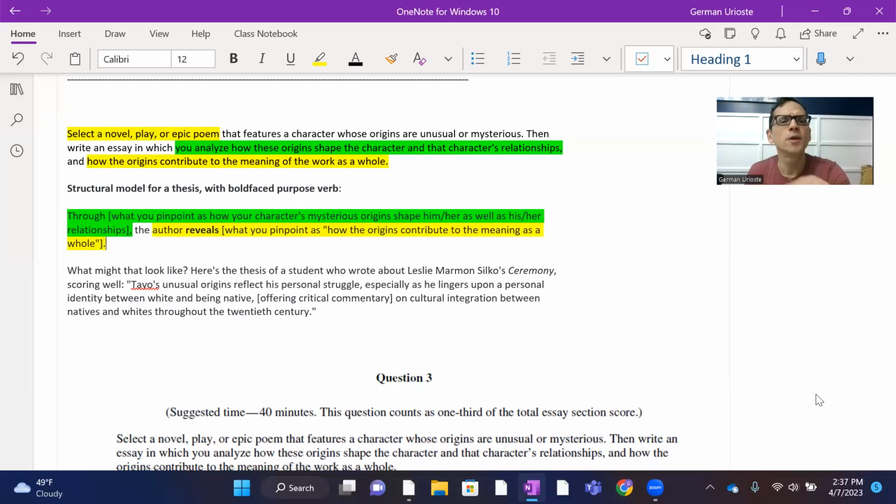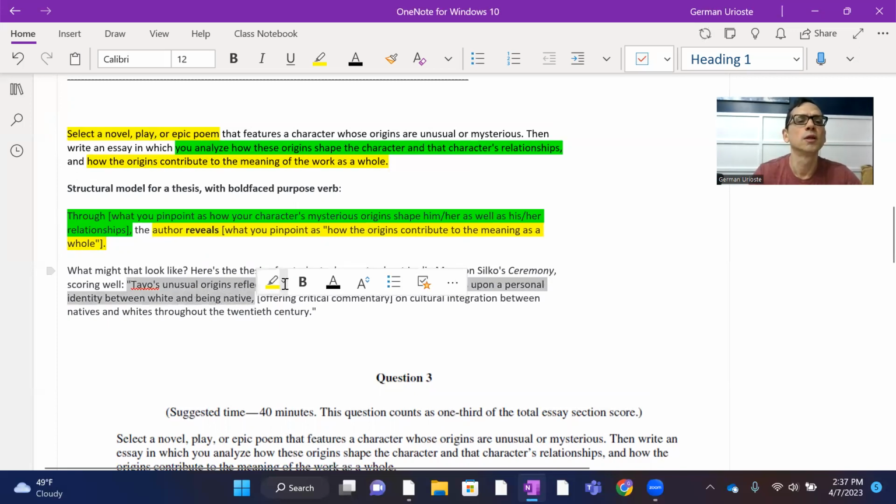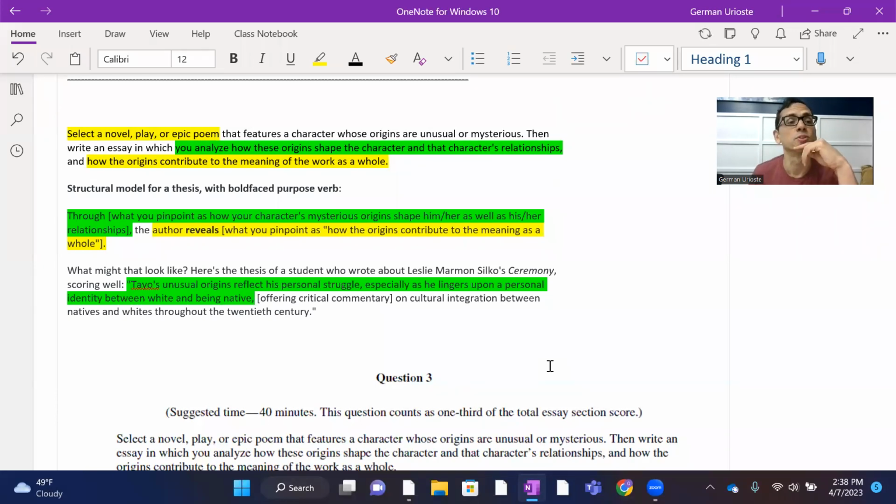All right, so here is a thesis that does just that. This student chose to write about Leslie Marmon Silko's novel Ceremony, a Native American writer, fantastic book. Notice how the first half of the thesis is pinpointing the mysterious origins piece. So let's take a look at that. Tayo's unusual origins reflect his personal struggle, especially as he lingers upon a personal identity between white and being native, offering critical commentary on cultural integration between natives and whites throughout the 20th century.